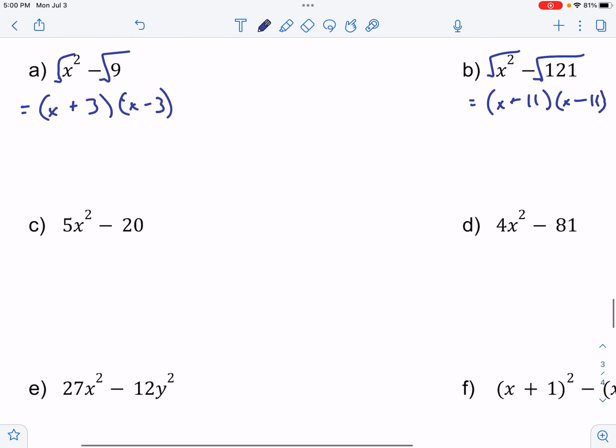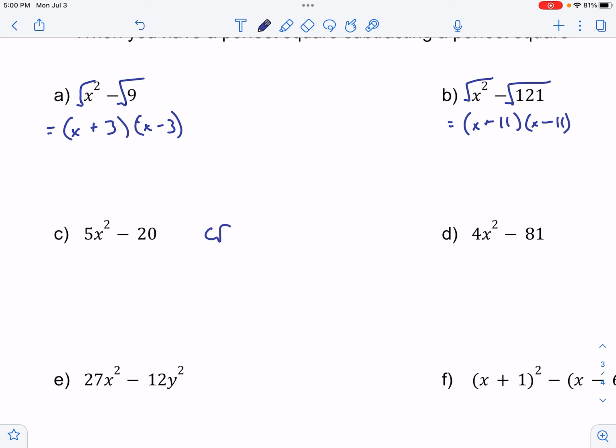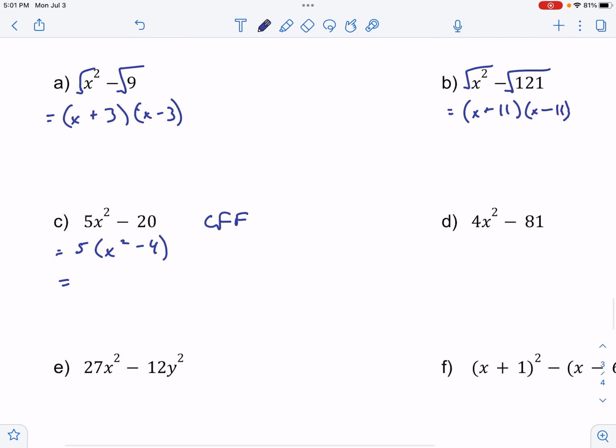Okay. In question C, we actually can common factor. So let's go ahead. We can common factor first. I'm going to pull out a 5, leaving me with x squared take away 4. And now we've got a beautiful perfect squares trinomial. X minus 2, x plus 2.